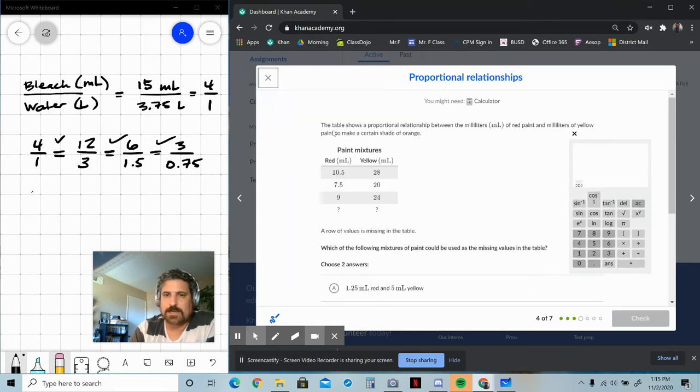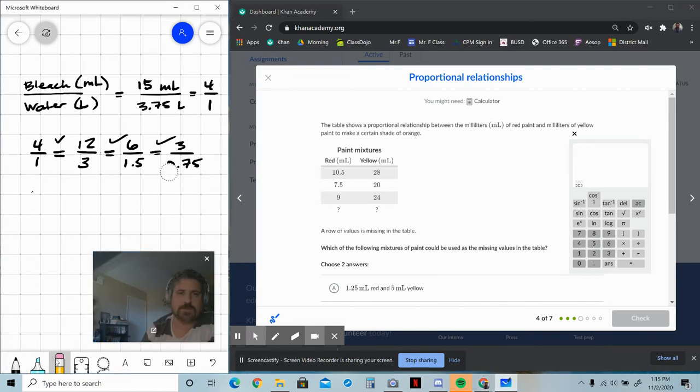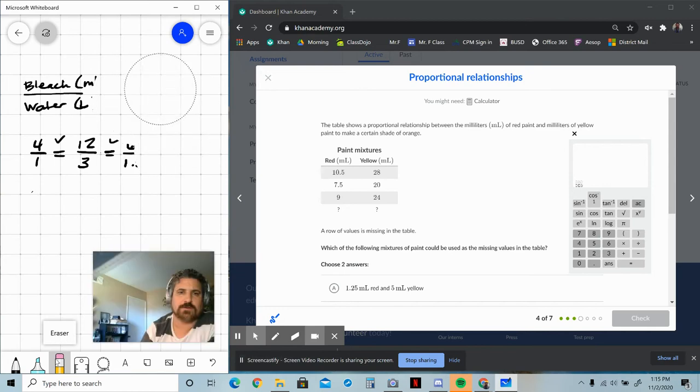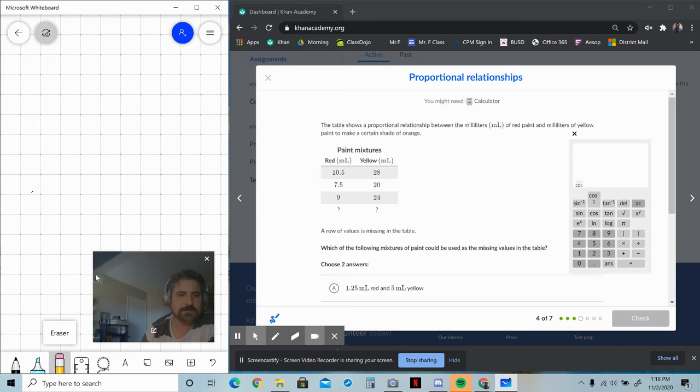It says the table shows a proportional relationship between milliliters of red paint and milliliters of yellow paint to make a certain shade of orange. So, okay, great. It doesn't really matter whether it's milliliters or liters in this case. It's just the ratio of red to yellow that matters. Since the units are the same, it doesn't matter what the units are, both milliliters.